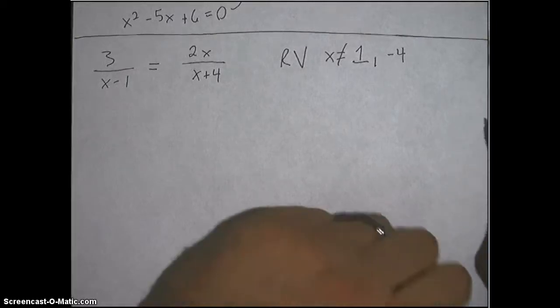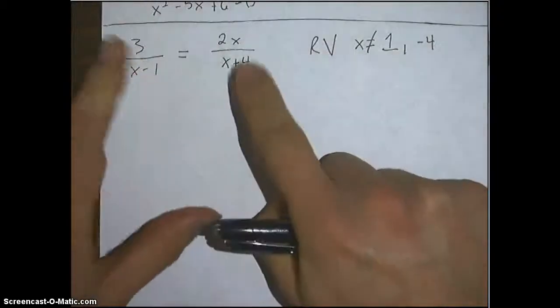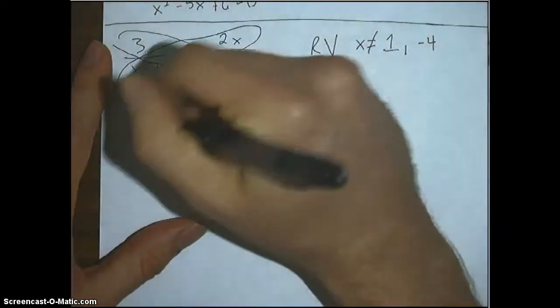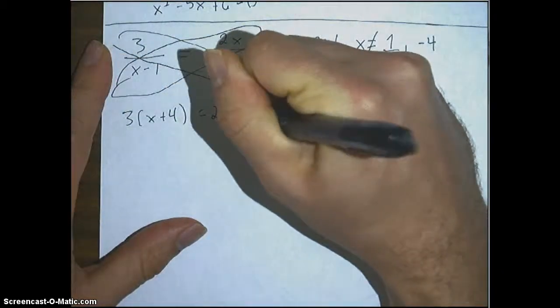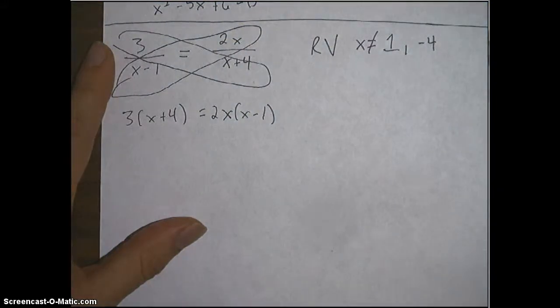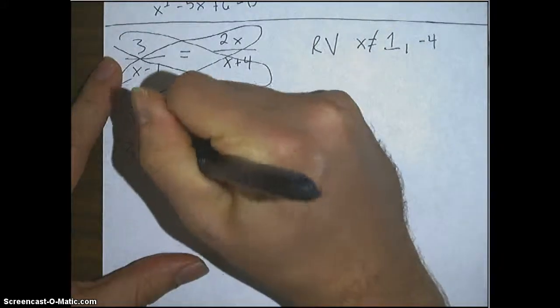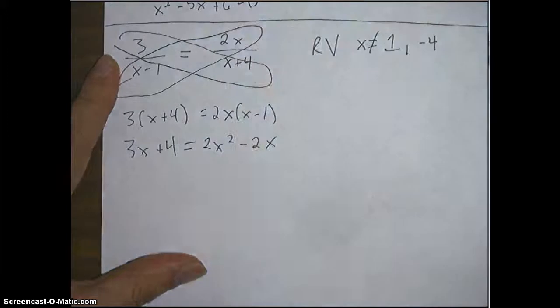Okay, well at this point, we're going to want to solve this. And a nice little thing you can do when there's one term on either side of the equal sign is you can just cross multiply. In other words, 3 times x plus 4 equals 2x times x minus 1. Like that. And what we're going to want to do is first distribute. So 3x plus 4 equals 2x squared minus 2x.